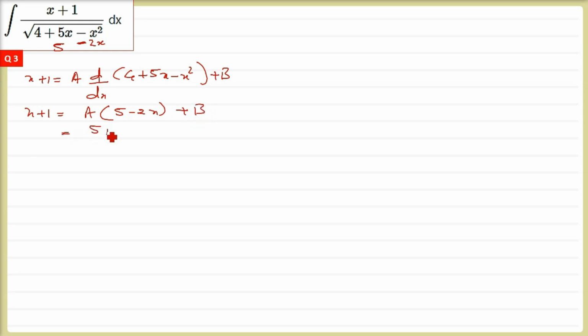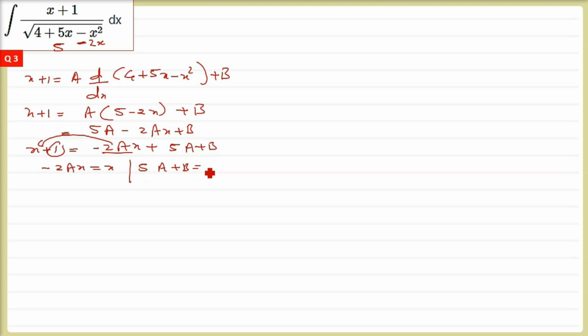So this will be 5a minus 2ax plus b. I'm bringing the minus 2ax in front, and 5a plus b is here, just to equate with the similar terms on the left. So x can be equated with negative 2ax, so negative 2ax will be equal to x, and then 1 will be equated with 5a plus b. So 5a plus b will be equal to 1. From here you get a equals negative half, and negative half has to be put in this equation: 5 into negative half plus b equals 1, and this will be 1 plus 5 by 2, that will give you 7 by 2. So we have got a as negative half, b as 7 by 2.